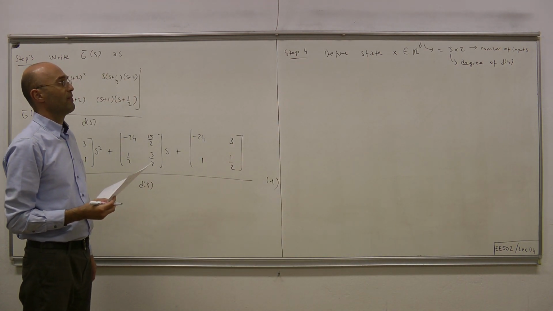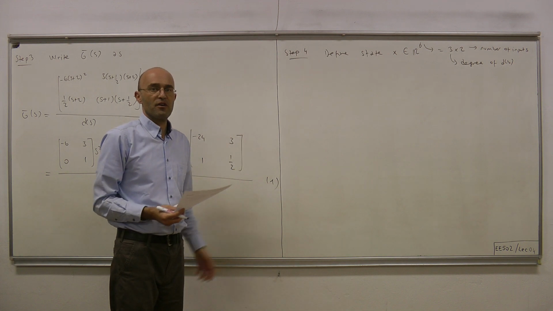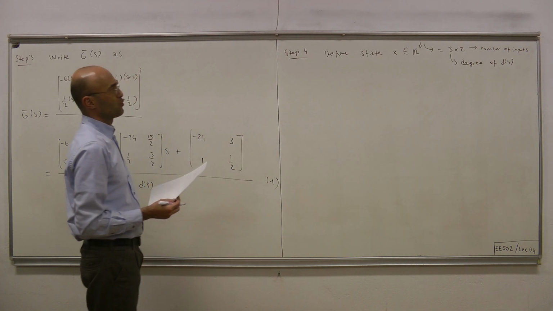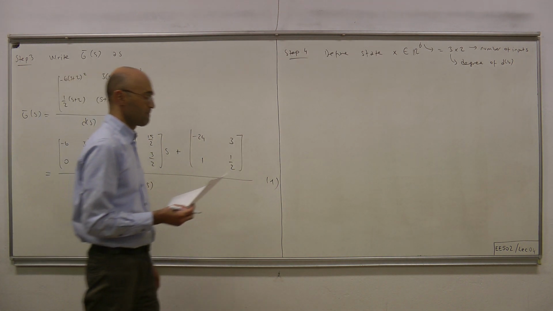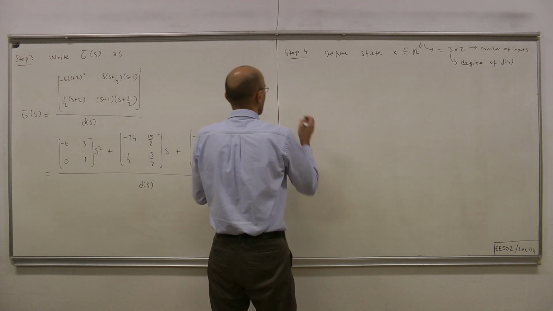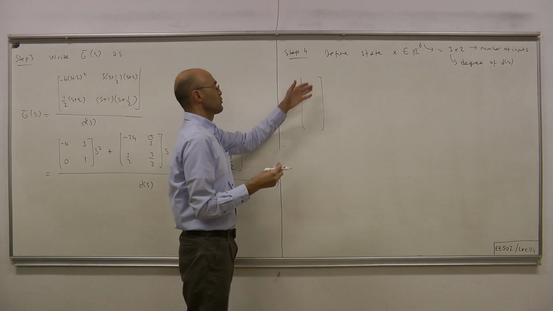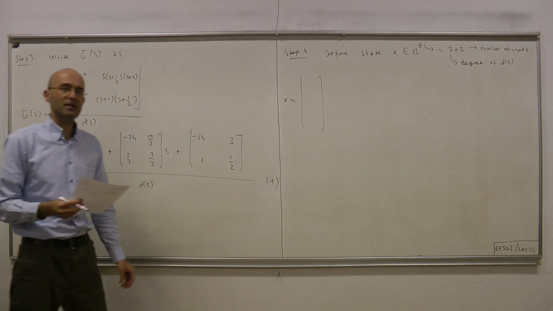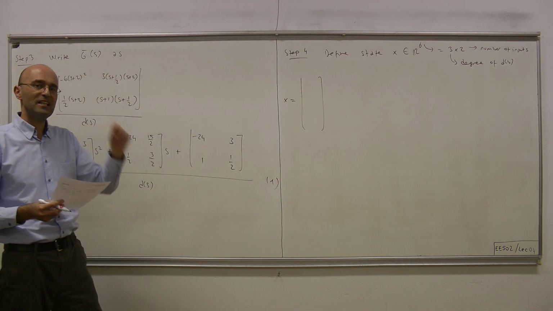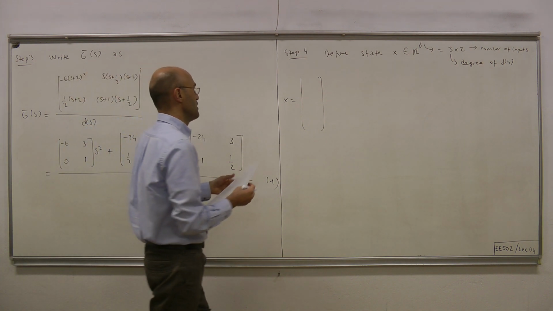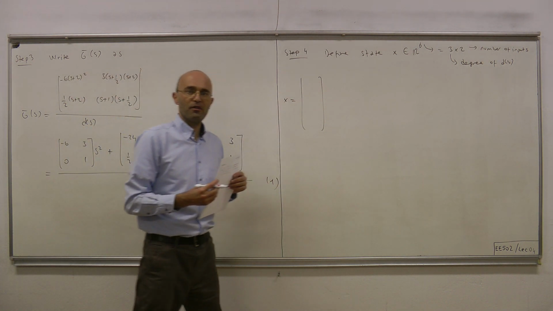So why do we have 2 inputs? Because our transfer function matrix has 2 columns. Okay. Hence, let's write x as x1, x2 up to x6. But we will adopt a slightly different notation because it's easier to work with that notation.